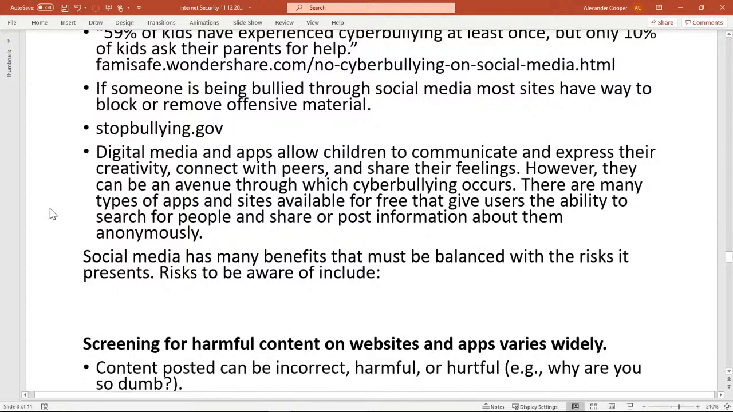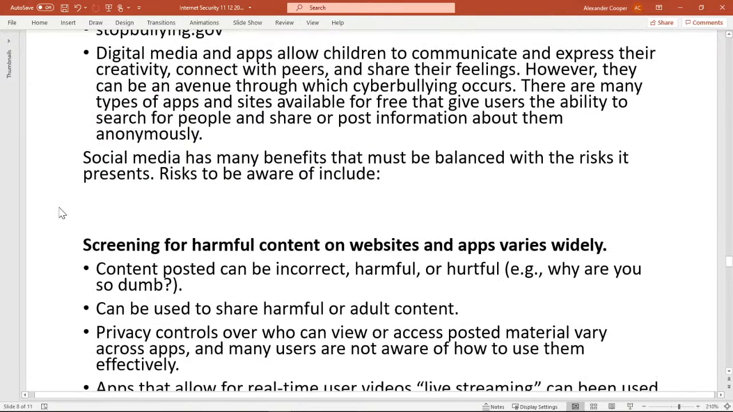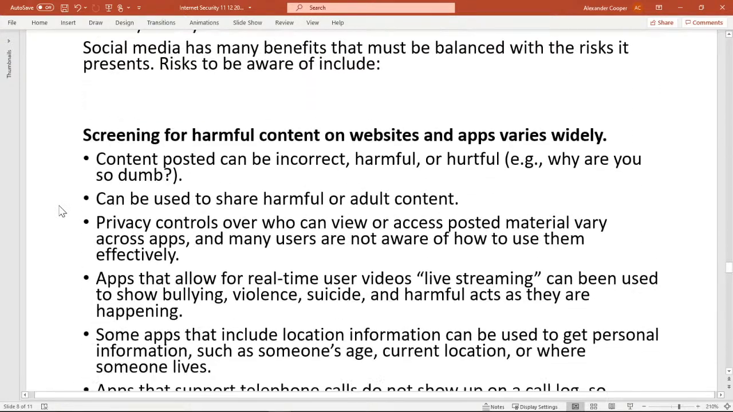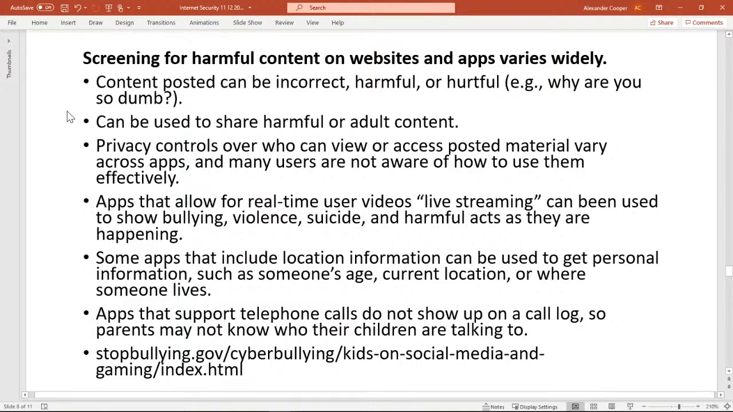Social media has many benefits that must be balanced with the risks it presents. Risks to be aware of include: screening for harmful content on websites and apps varies widely. Content posts can be incorrect, harmful, or hurtful. Why are you so dumb? They can be used to share harmful or adult content that people don't even realize is going on. Privacy controls over who can view or access posted material vary across apps, and many users are not aware of how to use them effectively.